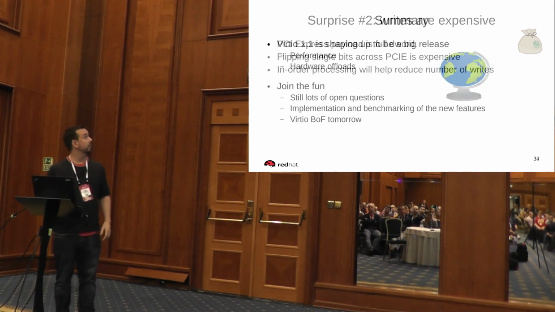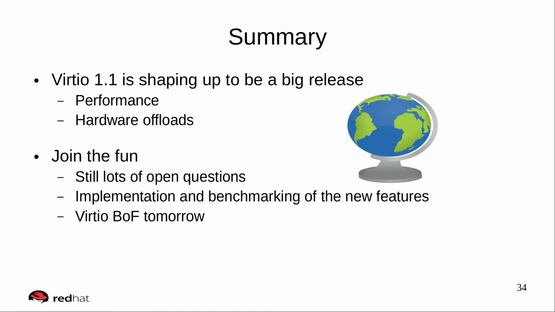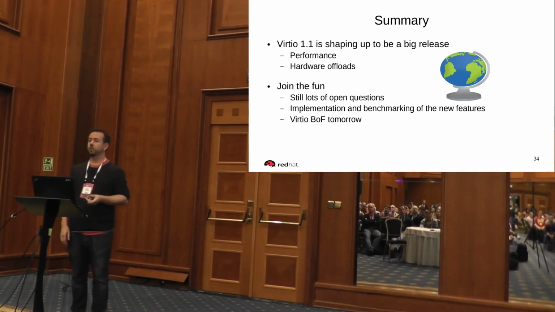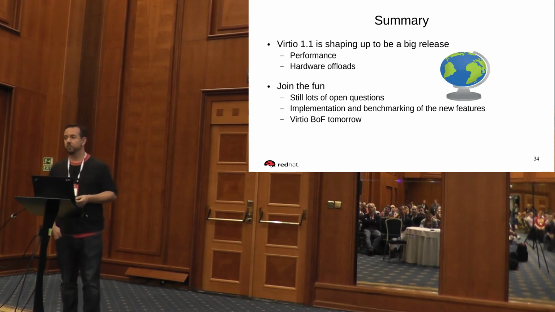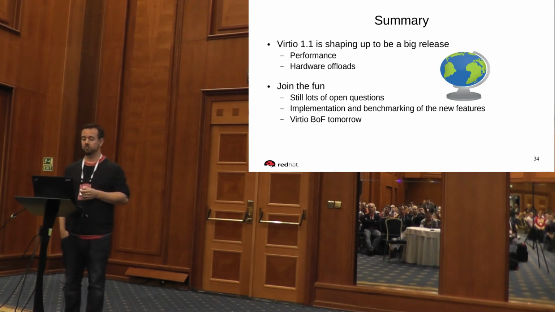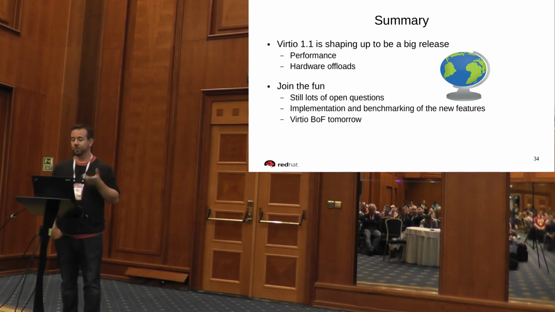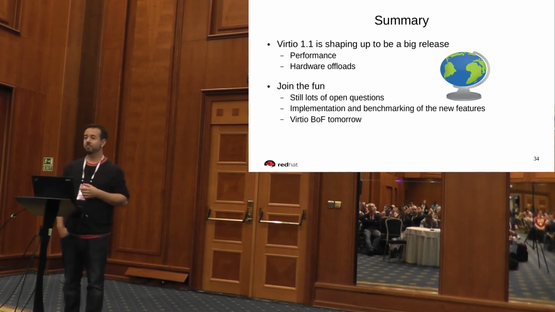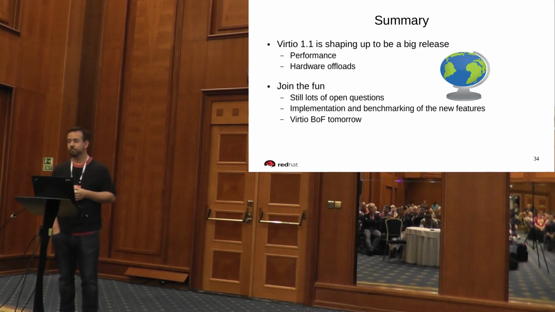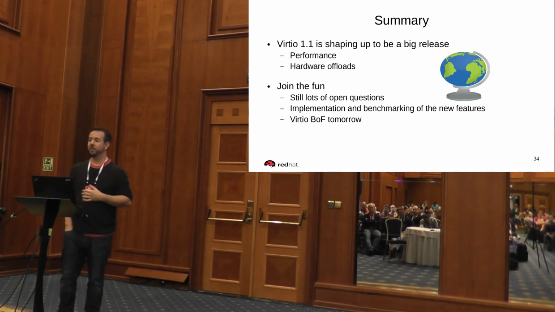So with this, I already come to my last slide. Virtio 1.1 shapes up to be a big release. Main focus is hardware performance for hardware offloads, and performance in general for software as well, obviously. Contribution is open. Don't be shied away by the spec or ACKs or anything. It's really not this complicated. It would be good to have you as a part of the discussion.